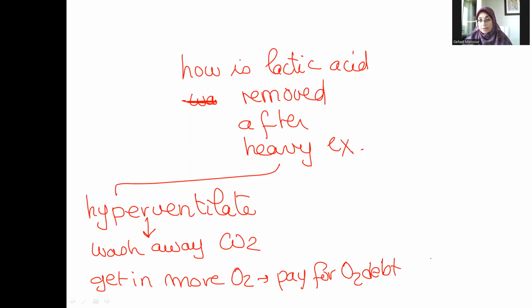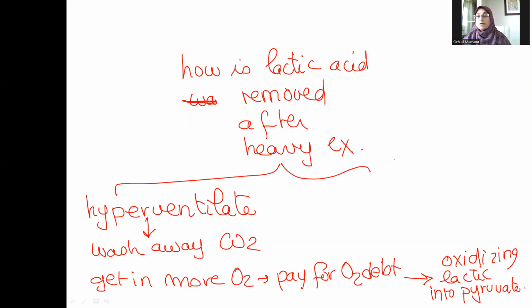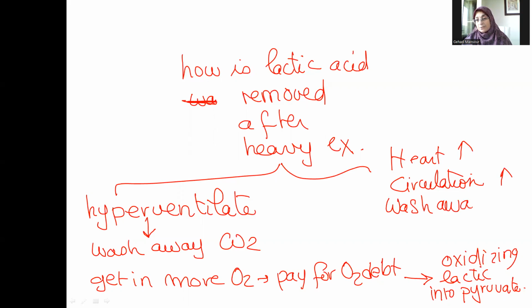How are you going to pay for this oxygen debt? You are going to pay for it by oxidizing the accumulated lactic acid into pyruvate again. And what are we going to do with that pyruvic acid? Use it in Krebs cycle, as there is availability of oxygen now. The second thing is that your heart increases in rate, and the circulation and the blood flow to the tissues increases, and therefore you can wash away lactic acid.